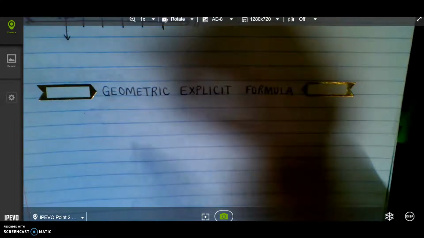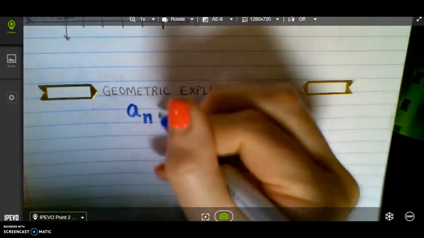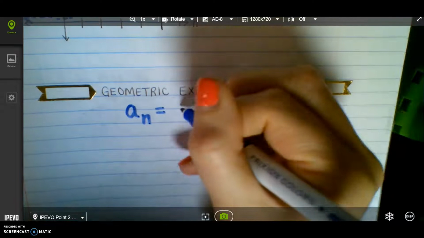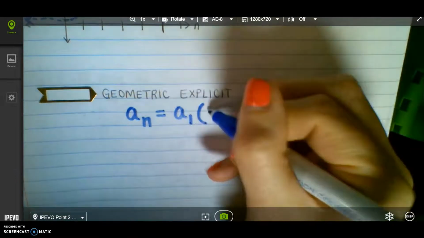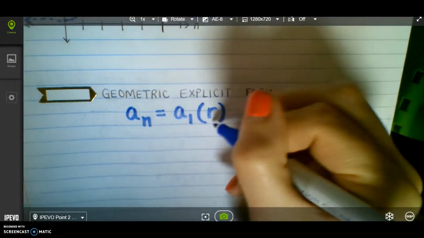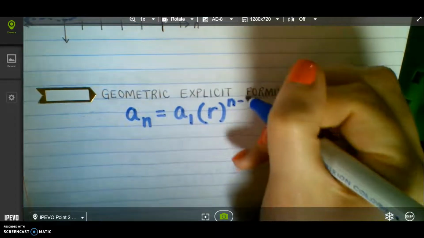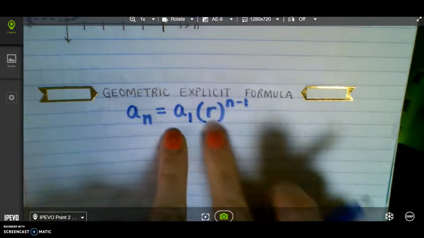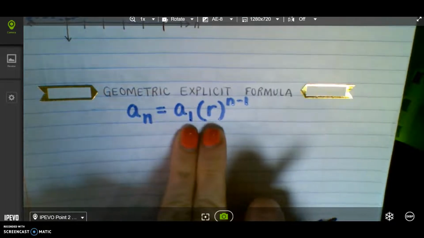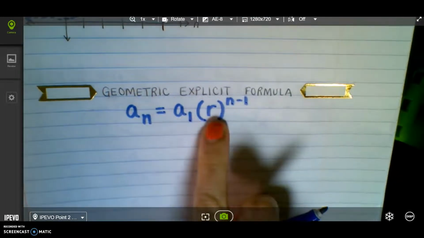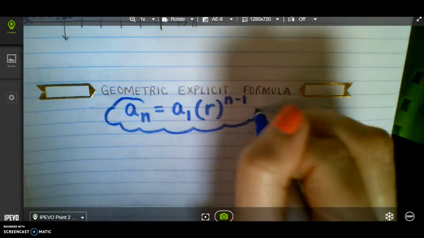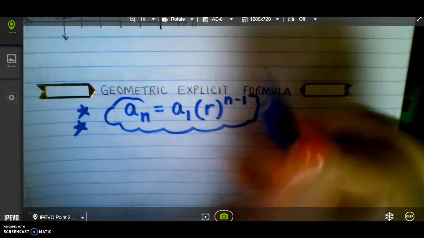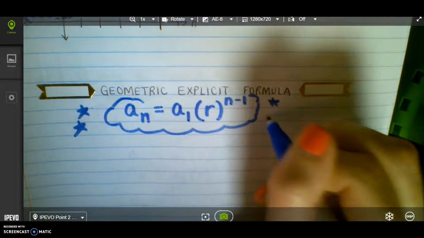Let's write the formula out with no numbers in it. It still starts with a sub n equals the first term times that growth factor, which is my common ratio. That's the base to my exponent of n minus 1. A sub 1 and r cannot be combined to become the base together to n minus 1. They're separate. R is the only number that is the base of the exponent. And this is the formula that we're going to use anytime your question asks you for the geometric explicit formula.